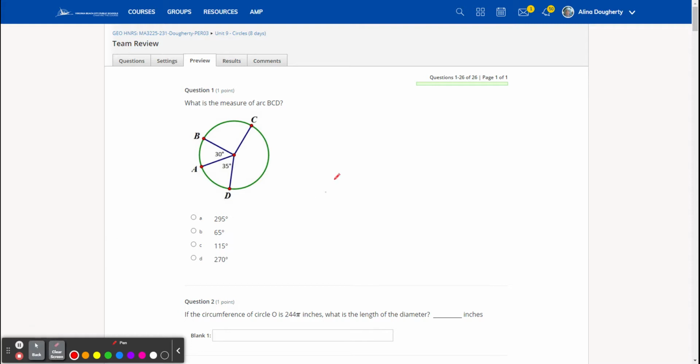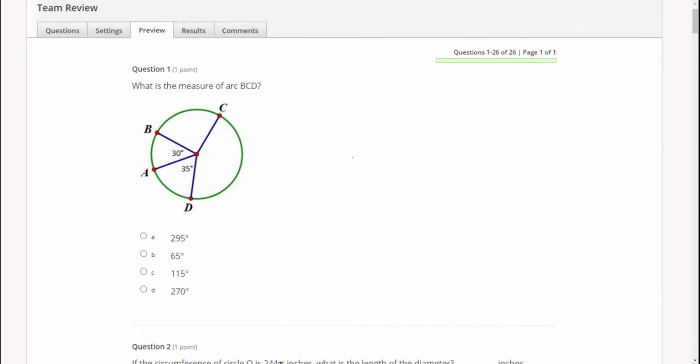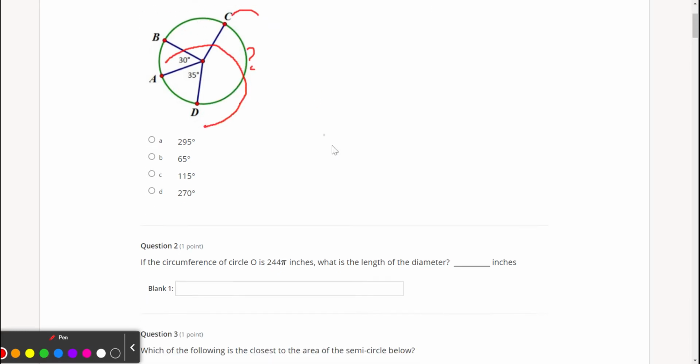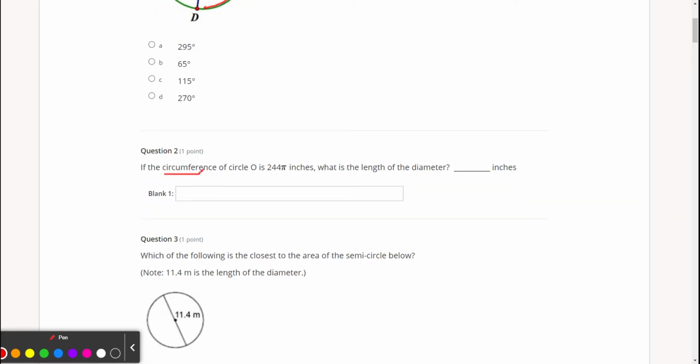Not going to be able to confirm answers. It's all on you guys. But I want to talk through it kind of like we did yesterday, and hopefully we get through all of them. So once you open it up and you start thinking about it, let me know what you think. Remember, guys, team review. Work together.